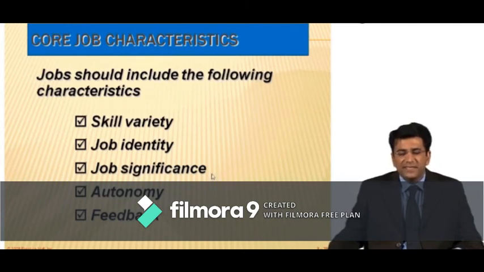There are some job characteristics which can always be helpful to make a particular job more attractive. These characteristics are skill variety, job identity, job significance, autonomy, and feedback. Okay students, let me discuss and differentiate these very important characteristics of a job. Skill variety means how much variety is required to perform a particular job, whether it can be performed by only a single skill or different skills may be applied in performing a particular job.